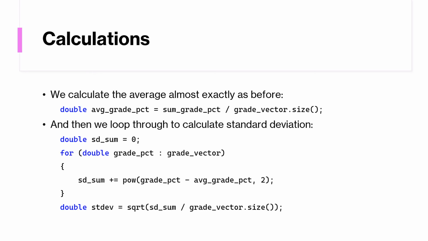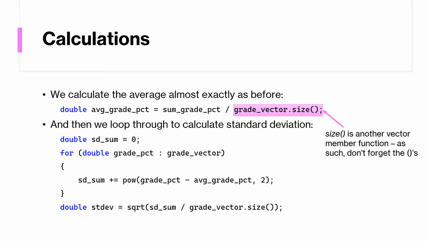We calculate the average almost exactly as before, except since we haven't been keeping track of how many grades with the num grades variable that we did last time, we're just going to let grade vector count them for us. So we'll say grade vector dot size. Again, size is another member function of every vector. Okay, as such, since it's a member function, don't forget the parentheses after the name. That's a very common error, is to just try to type grade_vector.size semicolon and not grade_vector.size open paren, close paren, semicolon.